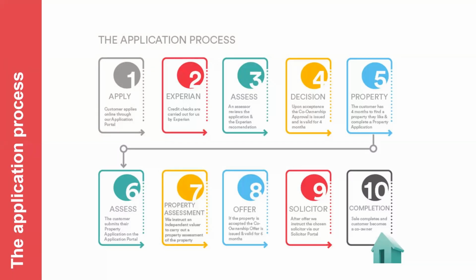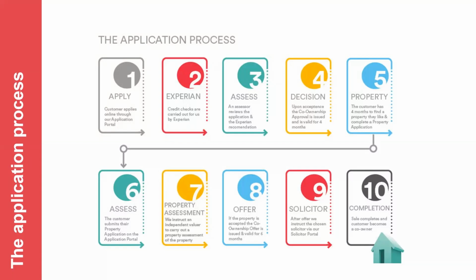And at stage 5 and 6, you will then upload details of that property that you'd like to buy, and you'll pay a further application fee of £550. That will cover the cost of a property assessment, which will be carried out by a chartered surveyor. It will also cover the majority of your legal conveyancing costs for the purchase of the property.